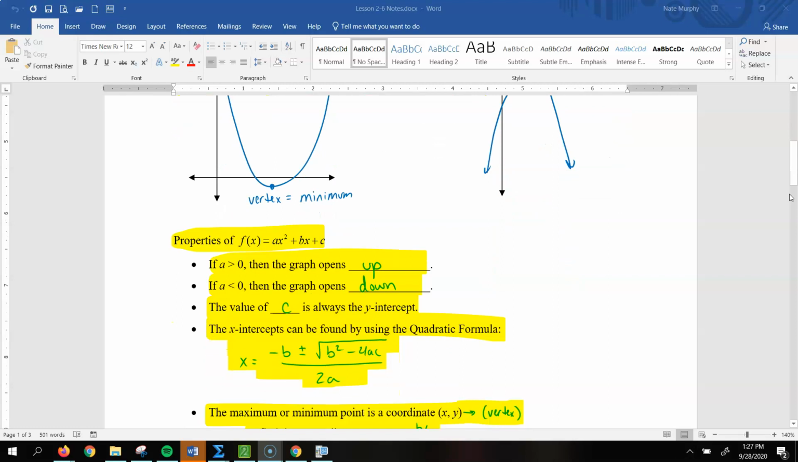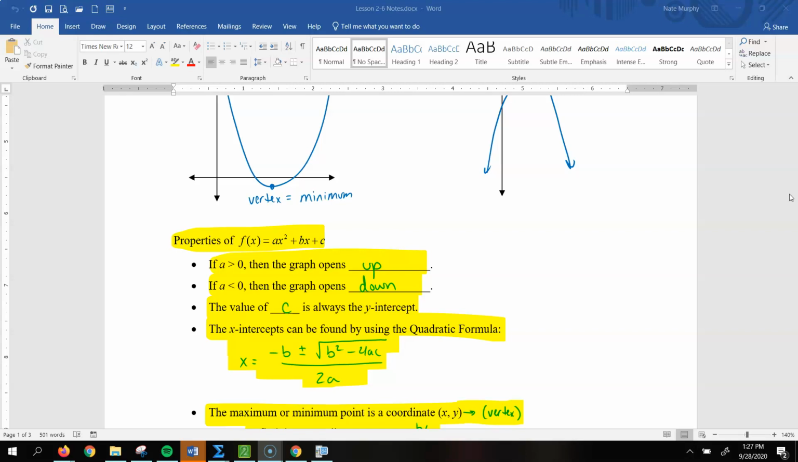Now let's define those more clearly so we can understand what a graph is going to look like without actually having to see it. Anytime we have an equation in the form ax squared plus bx plus c, if a is a positive number bigger than 0, the graph would be opening upwards. So then we'd have a vertex that's a minimum point. Anytime that a is negative, so if it's a number less than 0, the graph is going to open downwards. And the value of c is always the y-intercept.